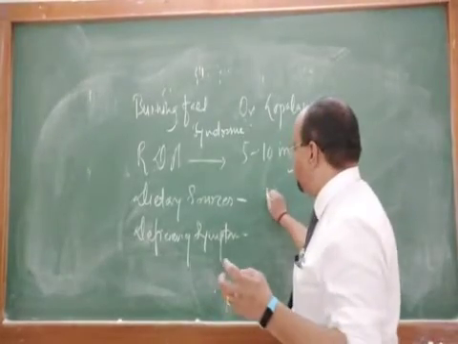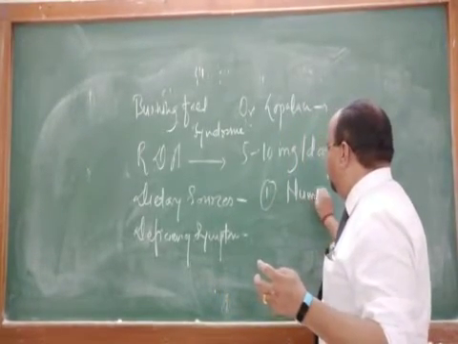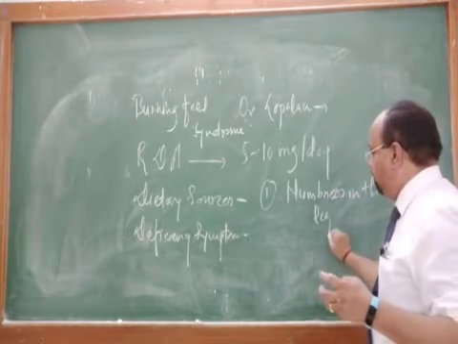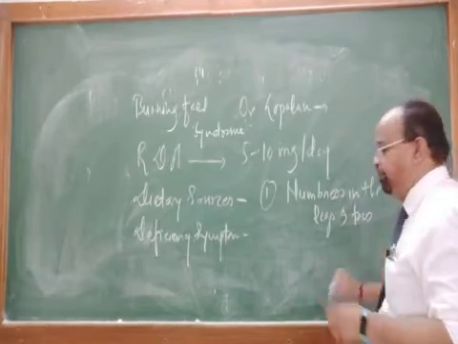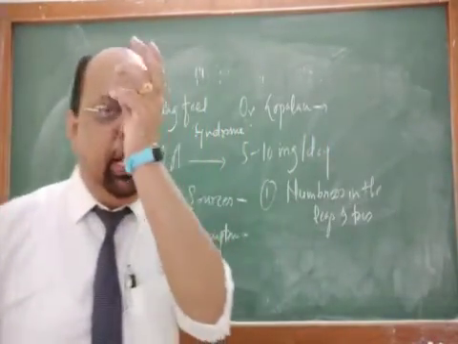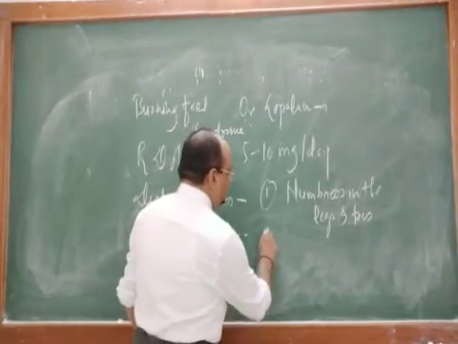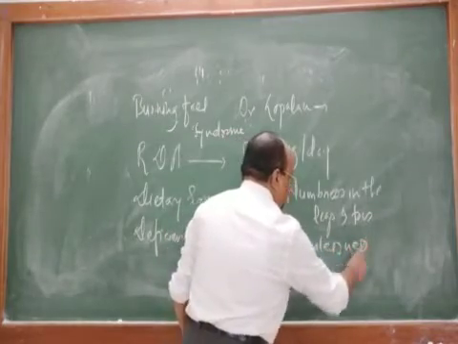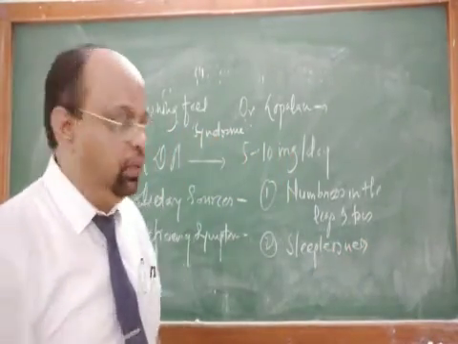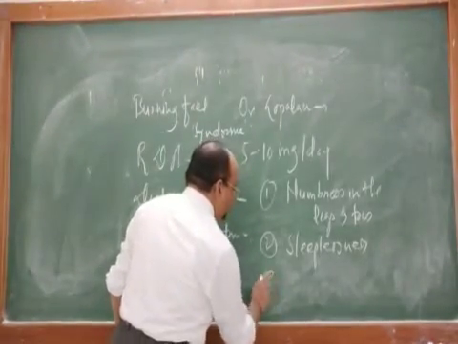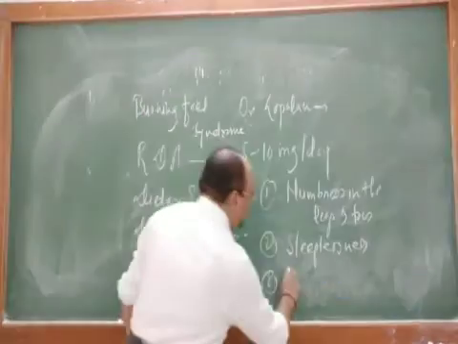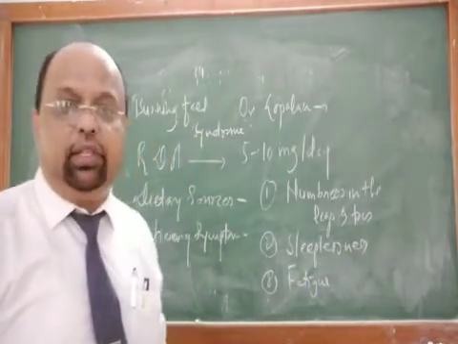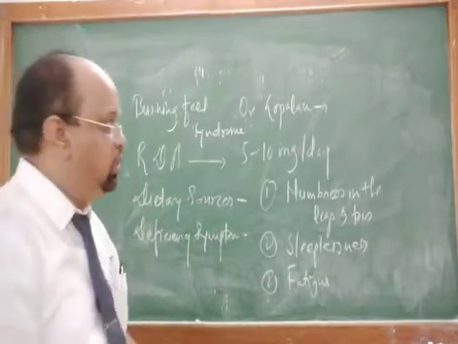Those symptoms are, first, numbness in the legs and toes. Second, sleeplessness, a lack of sleep. And third, fatigue. So all these three types of symptoms are observed in this syndrome.